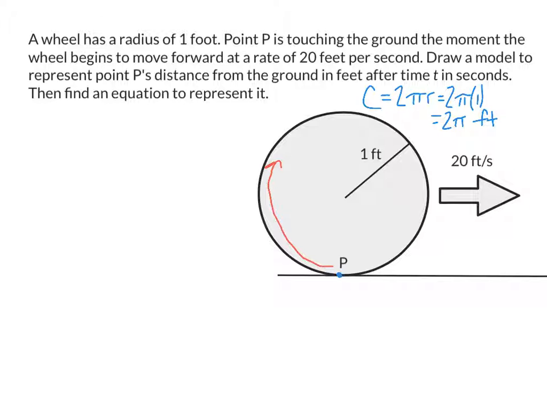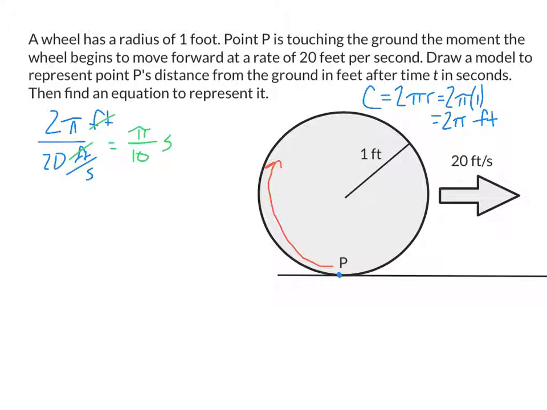So if we wanted to find the period of this function, it's going to be in the number of feet I've traveled, so that would be 2 pi feet, divided by the rate, so that would be 20 feet per second. And so if I do 2 pi divided by 20, the feet will cancel, and I'll be left with pi over 10, and since we're dividing feet by feet per second, that results in seconds. So every pi over 10 seconds, point P will be returning to the ground.